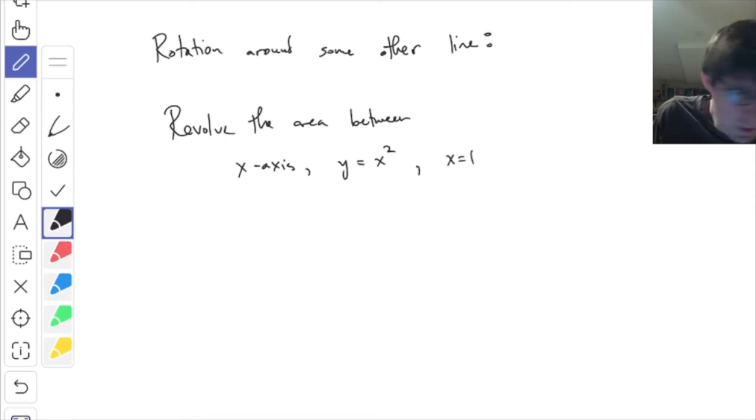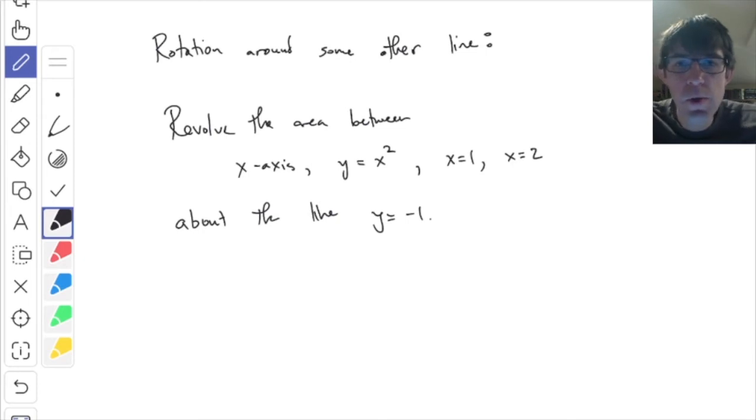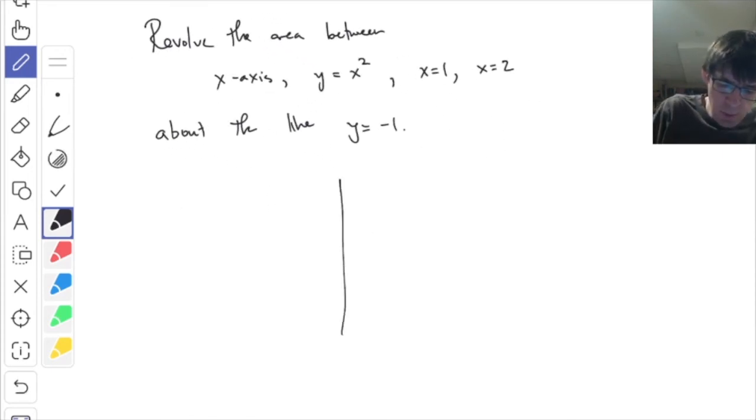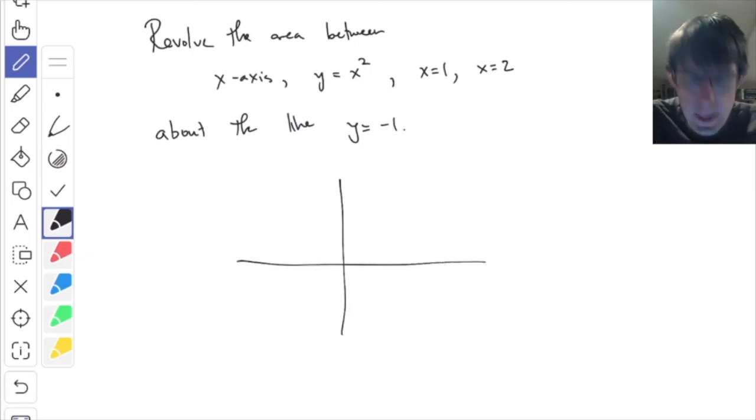And this is going to look a little confusing. You've got to make sense of this in a moment. About the line y equals -1. All right. So you will want to draw yourself a little diagram to understand all of this nonsense that I just wrote here. The area between the x-axis, y equals x squared, and x equals 1 and x equals 2. So maybe I'll put those two values first. This is going to be the a and the b in my integral.